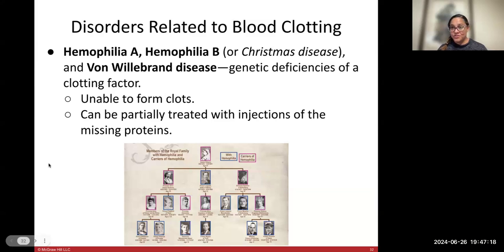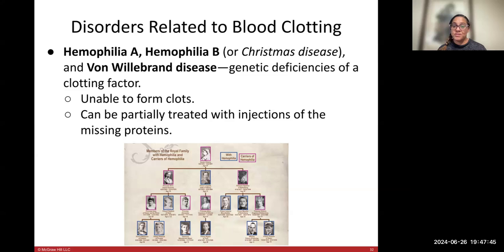Hemophilia, there's version A and version B, Christmas disease, von Willebrand disease. These are genetic deficiencies of a clotting factor. Like you heard in the video, there are a ton of clotting factors. So for different clotting factors, there could be a mutation, they don't work properly, or they don't get produced, and that will produce the different types of hemophilia. In general, it's just that a person is unable to form clots.